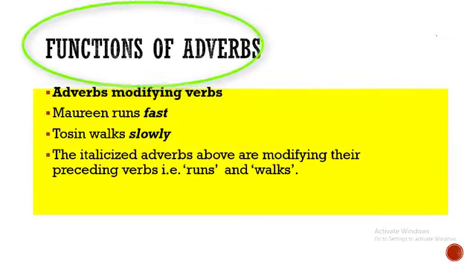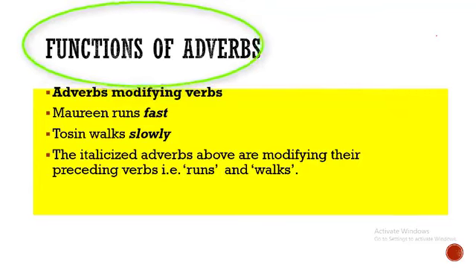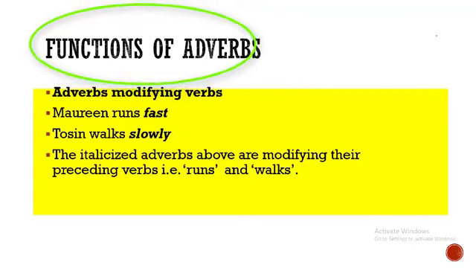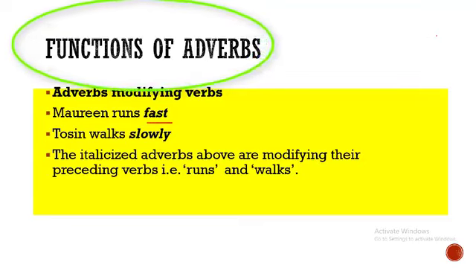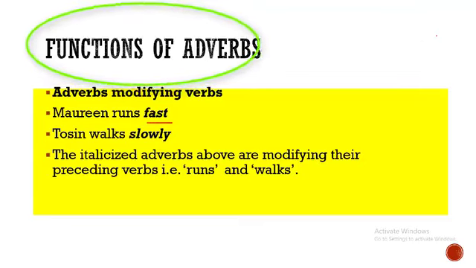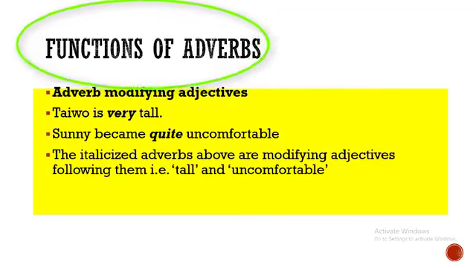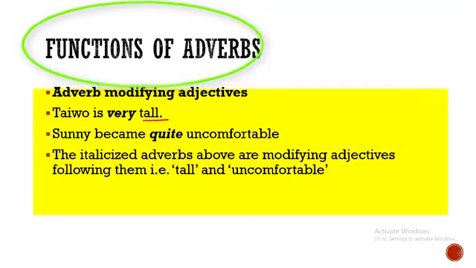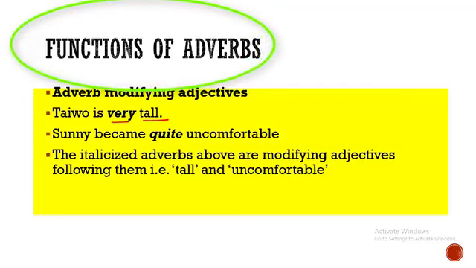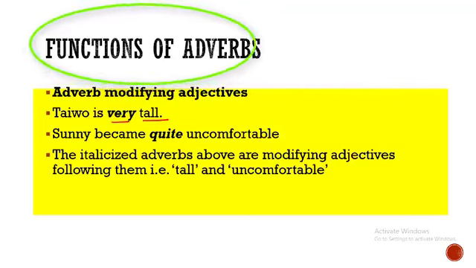So let's look at the functions of adverbs. Like we said, they modify verbs. Maureen runs fast. This word fast is the adverb modifying the verb runs. How does she run? Fast. Then we have adverbs modifying adjectives. Taiwo is tall. Tall is an adjective. But Taiwo is very tall. Very there is an adverb showing us how tall Taiwo is.